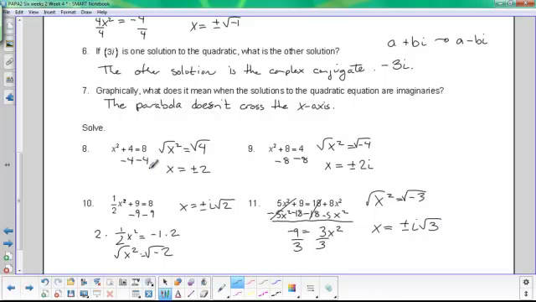Most important thing to remember is when you square root both sides, you get two solutions. If you square root a negative number, the imaginary number i must replace that negative, and you simplify the square root as much as possible.